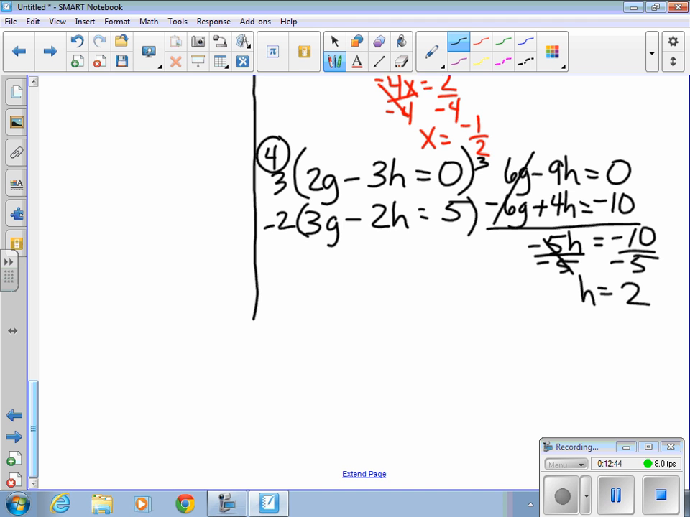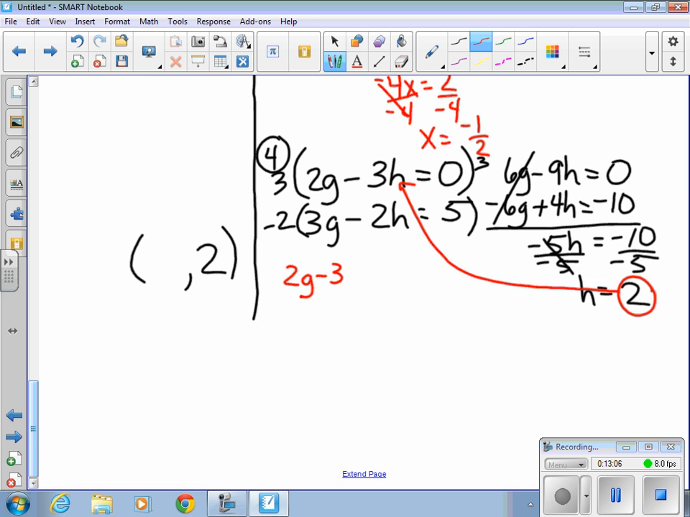Right? Now in terms of the alphabet, g comes before h, so when you're setting up your ordered pair, the 2 has to go in the h spot. Now that you have a value for h, you can go into any equation and find the g. I'm going to stick it in the first one, just because I like seeing the number 0. So I'm going to stick this 2 right here for that h, and I'm going to solve it for g. So I've got 2g minus 3 times 2 equals 0. Okay, 3 times 2 will give you 6, so 2g minus 6 equals 0. Now add your 6 to both sides.